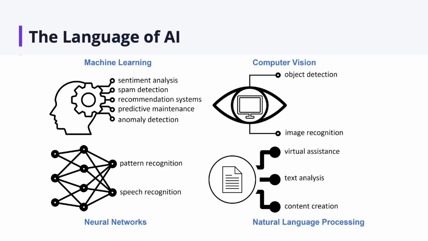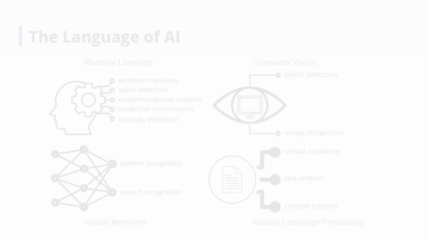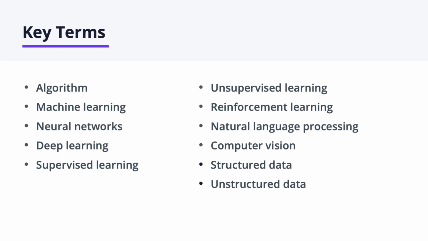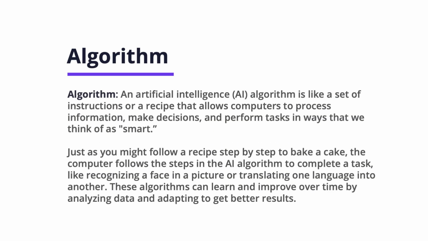Machine learning, neural networks, computer vision, natural language processing. I will be talking about several of these in this course, but we'll be focusing on a smaller set of key terms. So one of the first terms that we hear a lot associated with AI technology is algorithm.